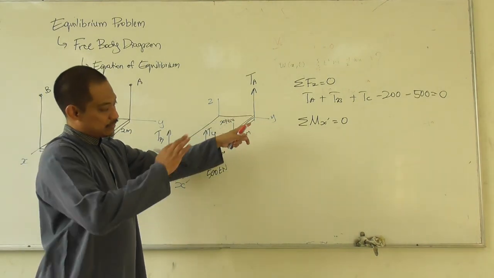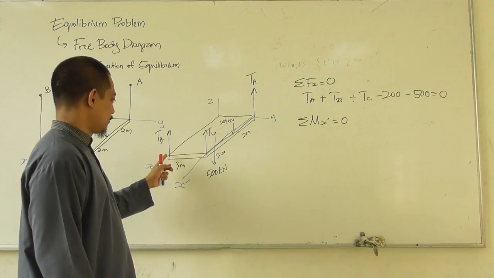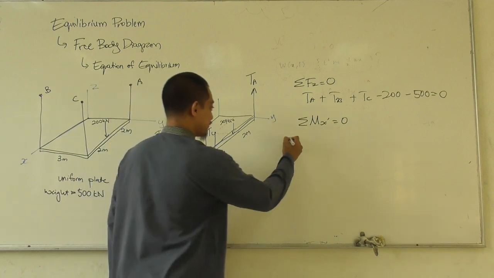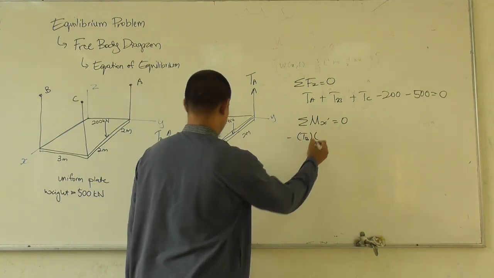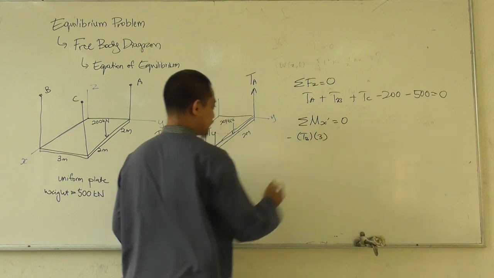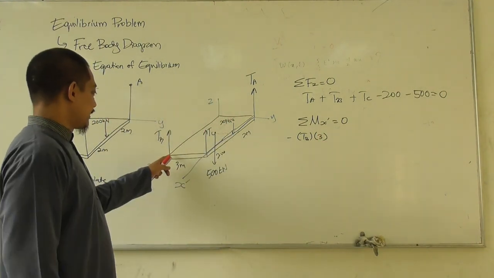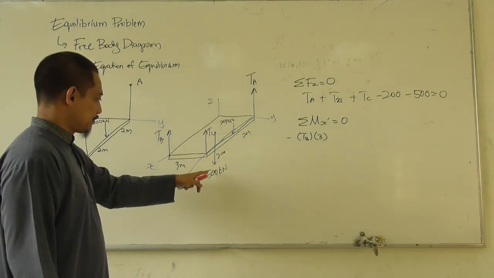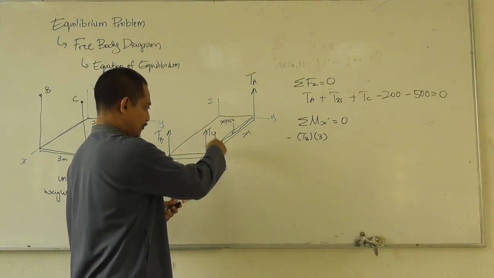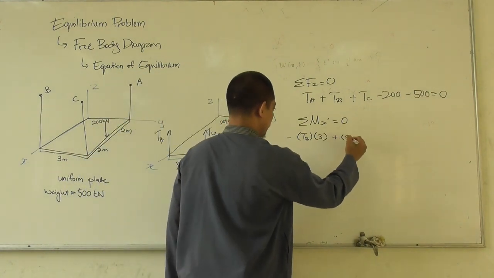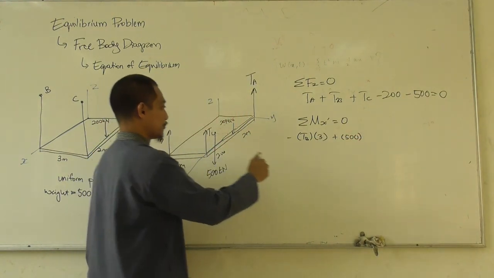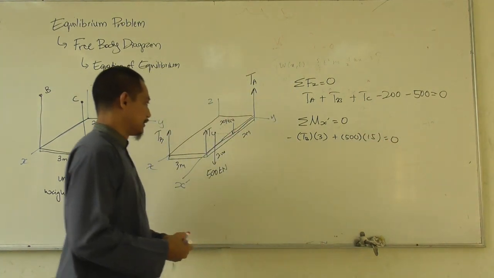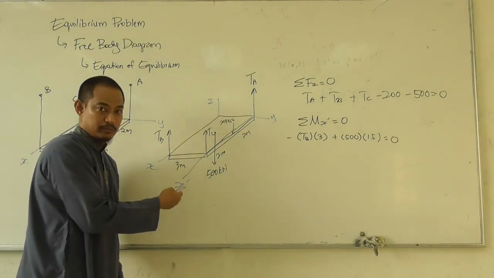TA is on the axis, no moment. TB, you have clockwise, right? About this axis now. So minus TB, the distance is 3 meters. And then TC on the axis, no moment. 200 on the axis, no moment. This 500 is creating moment, it is counterclockwise, so plus 500 times the distance of 1.5. Then equal to 0. Those are the only two producing any moment about the axis.